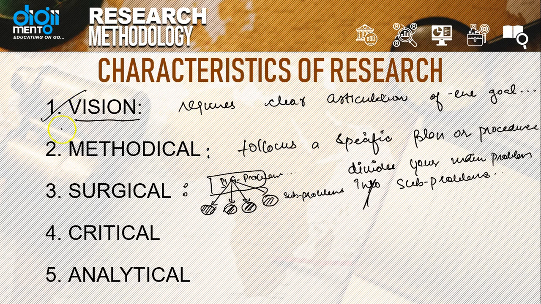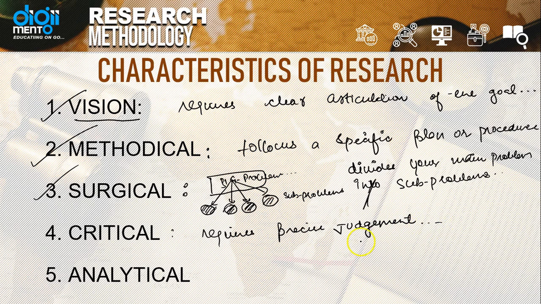Okay, vision is complete, methodical is complete, and surgical is complete. Now the critical. In the critical, you should accept some critical assumptions in the whole research journey. Critical requires precise judgment, and you have to accept certain kinds of critical assumptions in the whole research. Okay, next one is analytical. What is analytical? In the analytical, you have to follow analytical procedures in gathering the data, whether it is historical, descriptive, or anything.